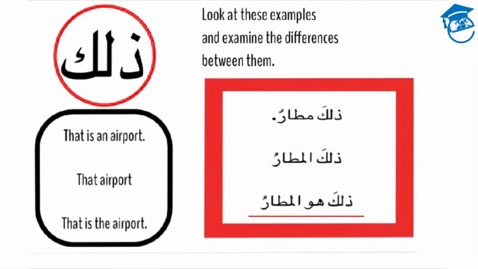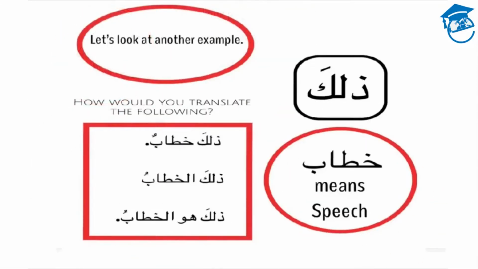In the third example, we've added huwa, the word for he or it in Arabic, in between dhalika, the ism el-ishara, and el-mataru, the singular, definite masculine noun. Here, it becomes a sentence again. Dhalika huwa el-mataru means that is the airport. Let's look at another example using dhalika.